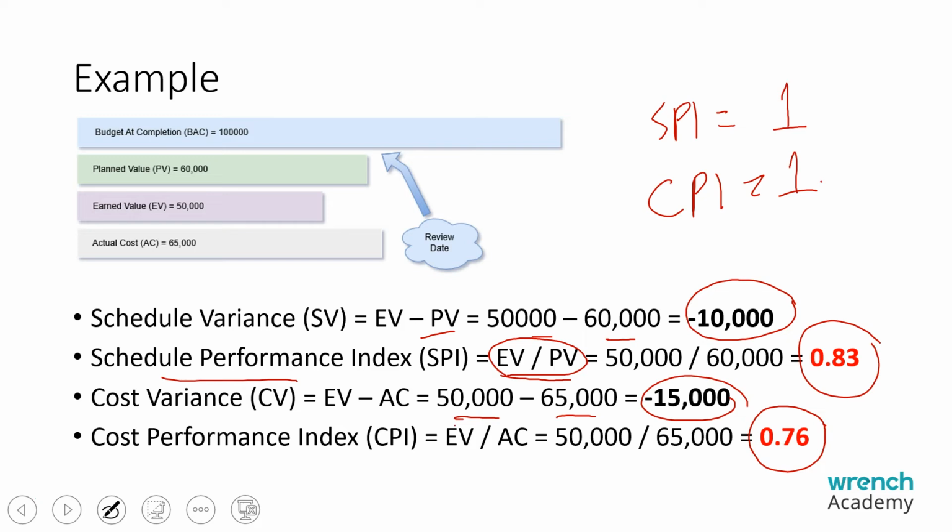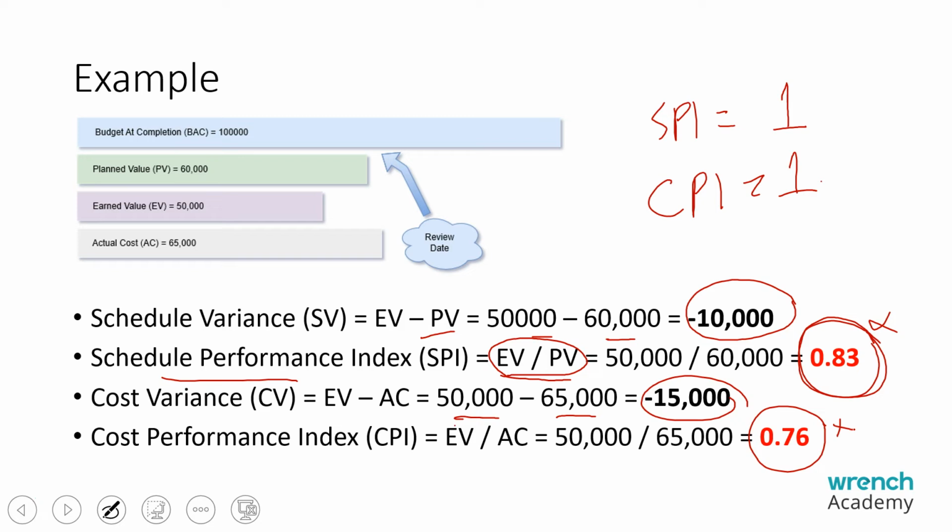Unfortunately, in this particular example, my schedule performance index is less than 1, that is 0.83. So I have a problem here because the work is not progressing as per the schedule, and the cost performance index is also less than 1, that is 0.76. Again, we have a problem here because for the completed work I have spent more than the budget. So there is a schedule overrun as well as a budget overrun.